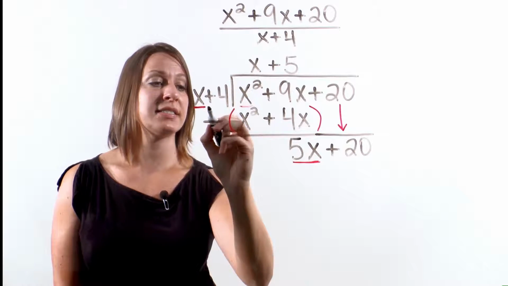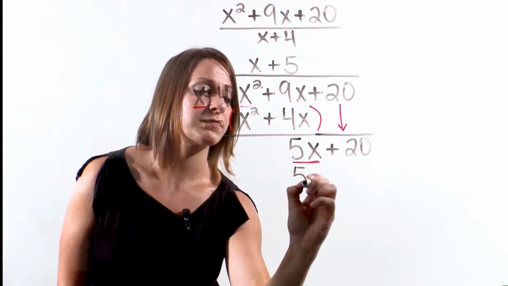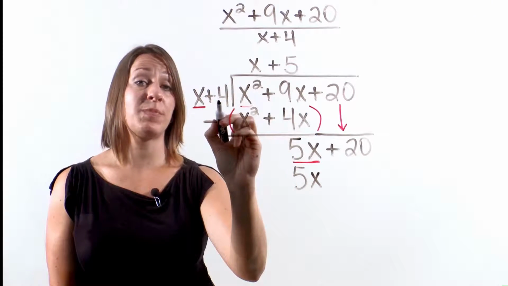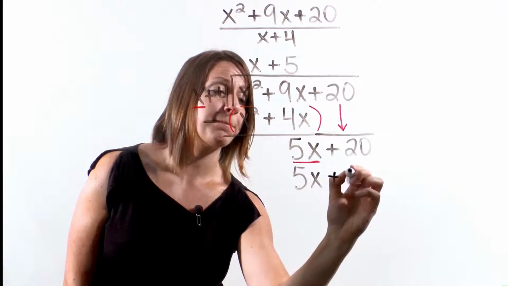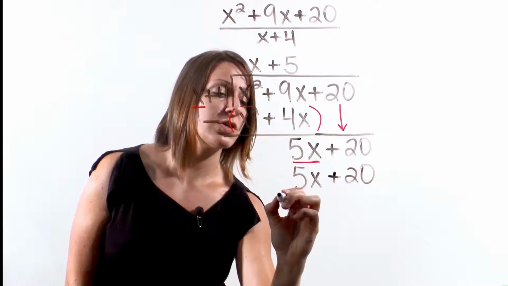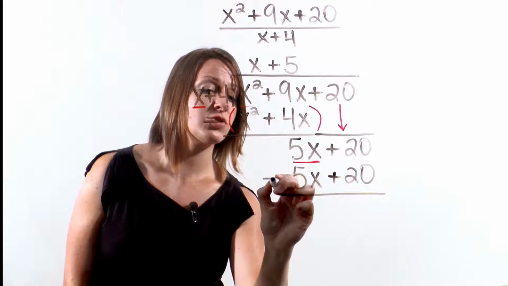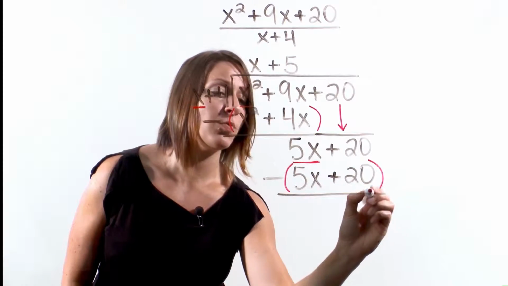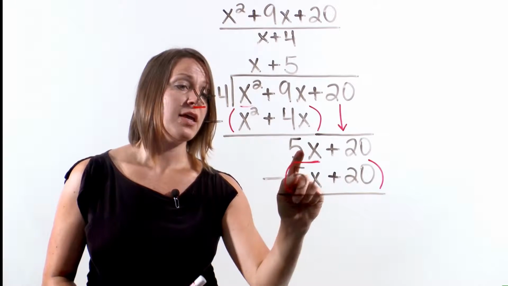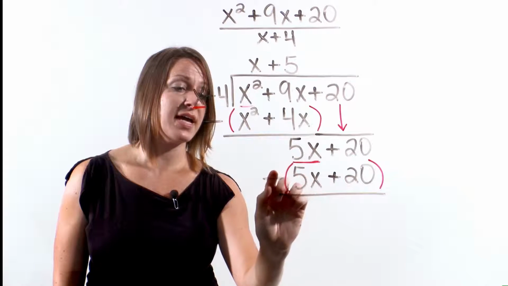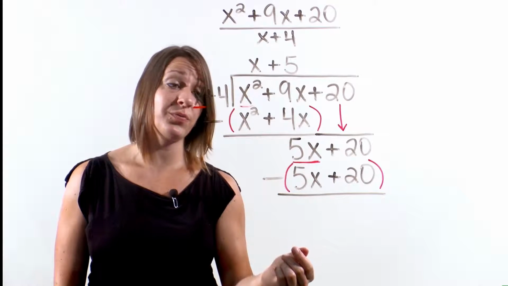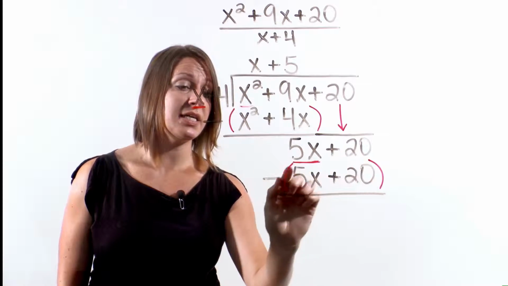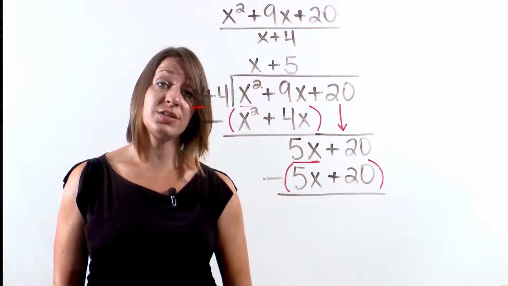5 times x is 5x. We're going to line that underneath the other 5x. 5 times positive 4 is a positive 20. We're going to draw a line. We're going to draw a subtraction sign, but we are subtracting this entire second binomial. So let's keep that in mind. The first column is 5x minus 5x, which is 0. It completely cancels out. The second column is 20 minus 20, which is also a 0.